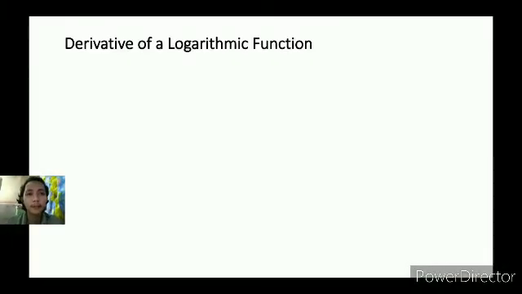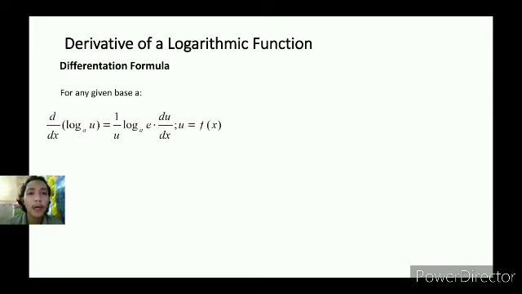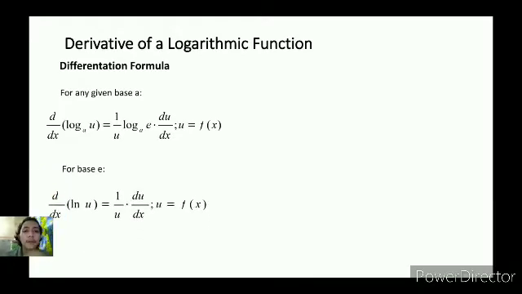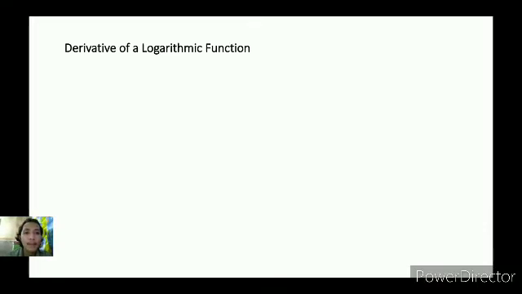And for the second topic, we got the derivative of a logarithmic function. We also got a differentiation formula for this one. For any given base a, we have this formula, and for base e, we got this formula. We have this problem: y is equal to ln of secant squared 3x times 5x cubed.